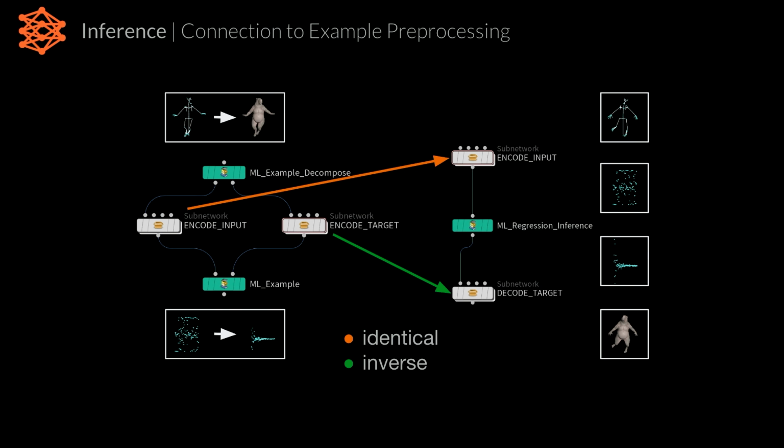But there's a funny thing happening when you look at the target side. Like the target side here goes from a deformed skin to a set of blend shapes, but the output of the inference, in this case, is a set of blend shape weights. So you go in the reverse direction. So the mapping you apply after the inference is the inverse of the mapping you apply for the target when you do your preprocessing.